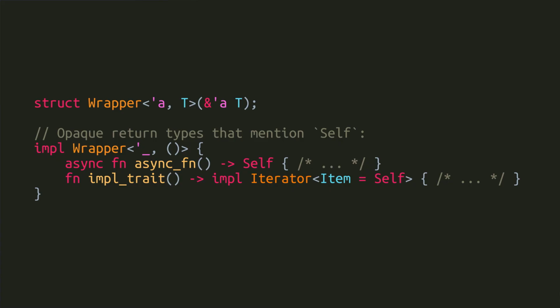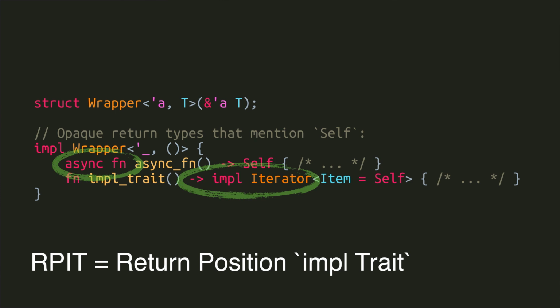Self and associated types are now allowed in opaque return types. What does that mean? Well, opaque return types include any return from an async function or the generic item inside an impl trait in return position. By the way, if you ever run into the RPIT acronym, it stands for return position impl trait, which is a fancy way of saying returning an impl trait like this.